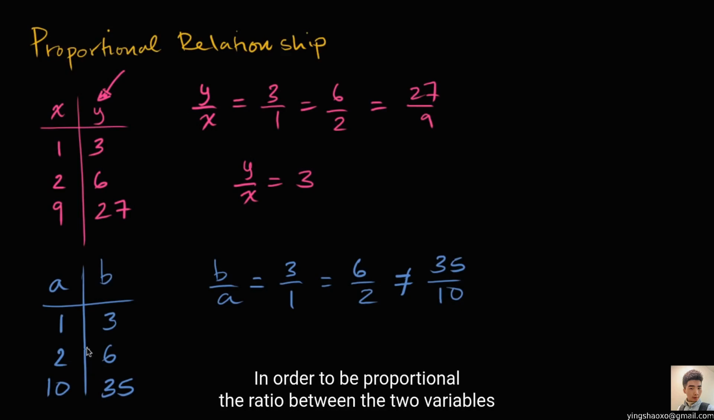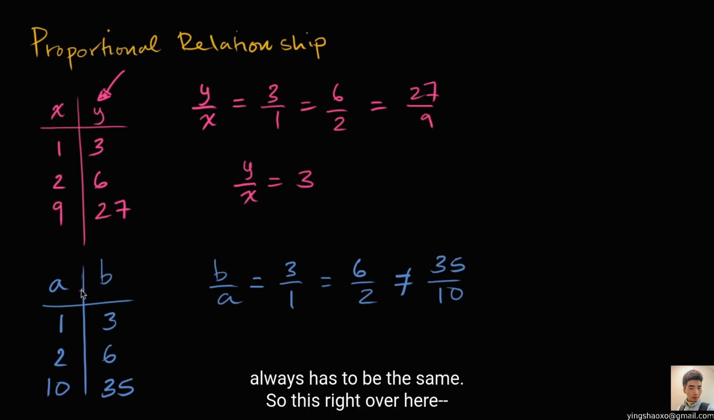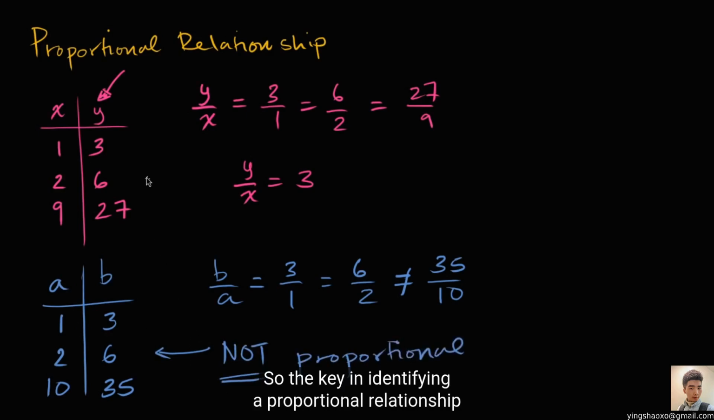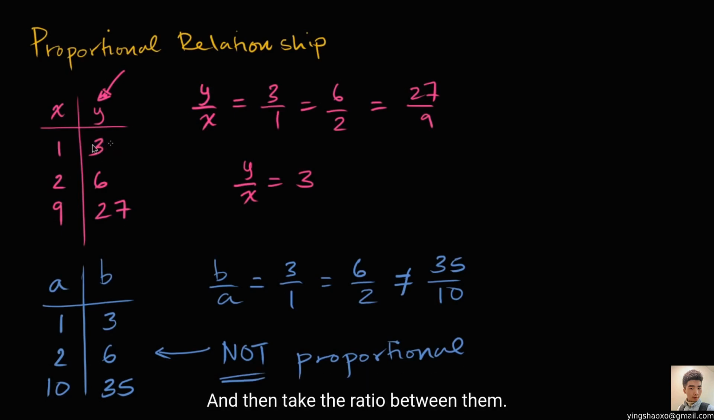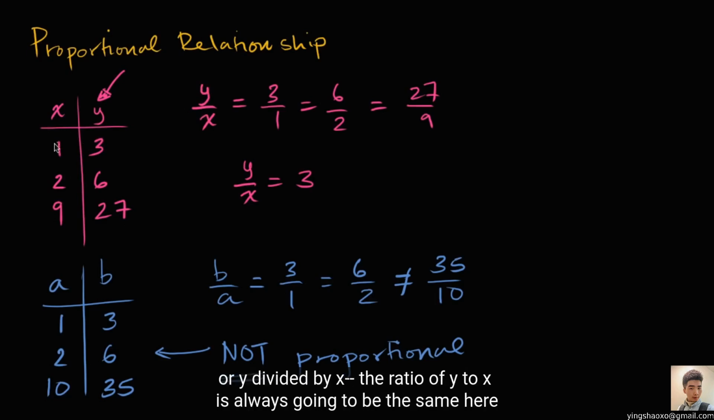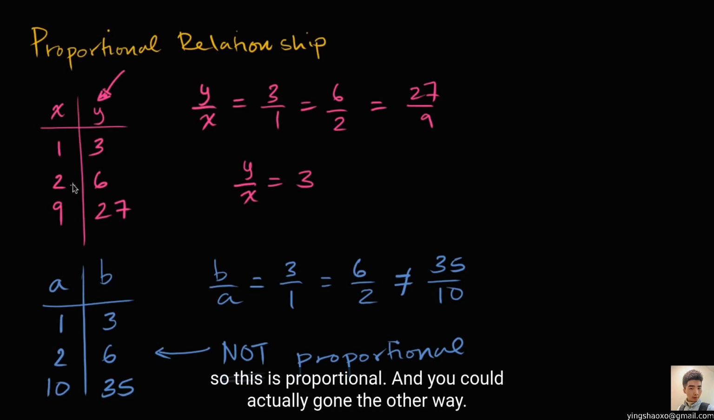In order to be proportional, the ratio between the two variables always has to be the same. So this right over here is not proportional. The key in identifying a proportional relationship is to look at the different values that the variables take on: when one variable is one value, what does the other variable become, and then take the ratio between them. Here we took the ratio y to x, y divided by x, and the ratio of y to x is always going to be the same here, so this is proportional.